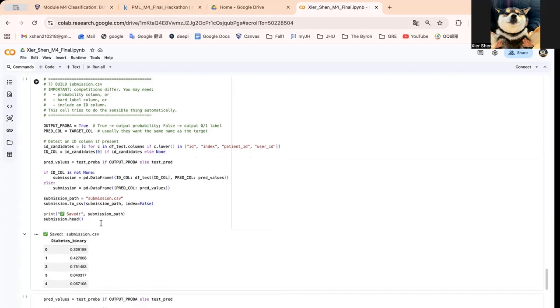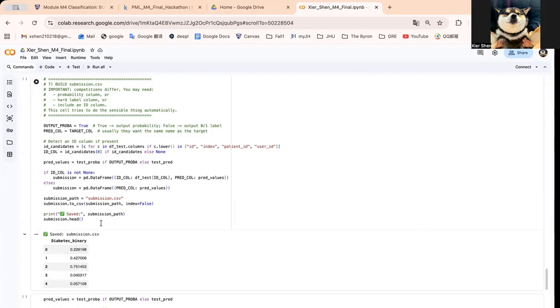For the final training, I used the best iteration determined by early stopping. I retrained the model on the full dataset and generated probability predictions for the test set. The submission file was automatically formatted with correct IDs and dimensions, ensuring compatibility with the required output structure.